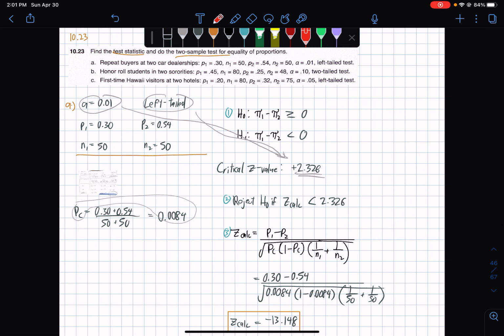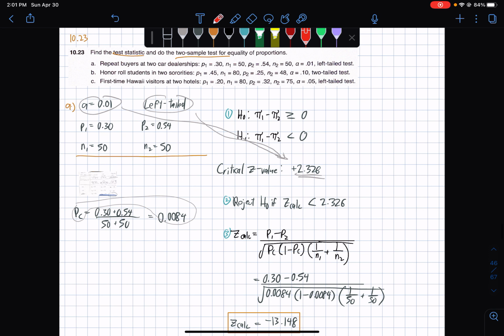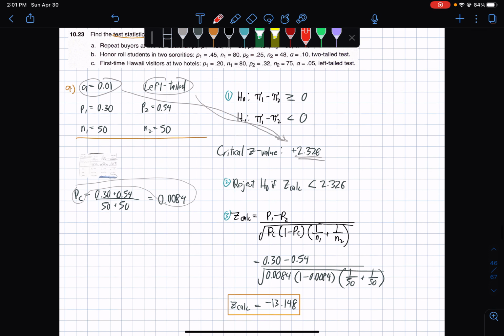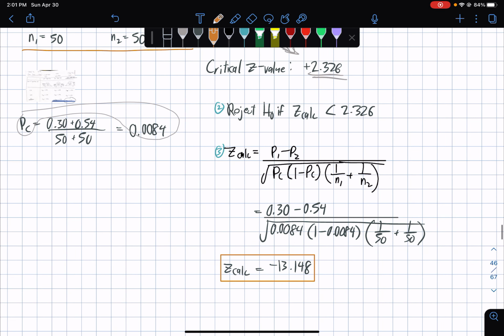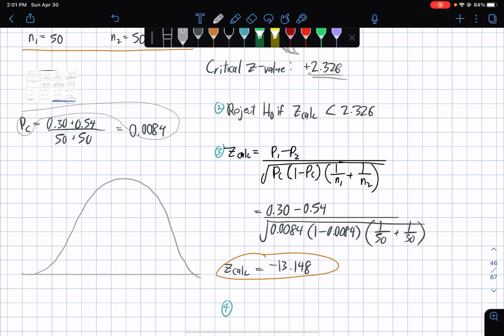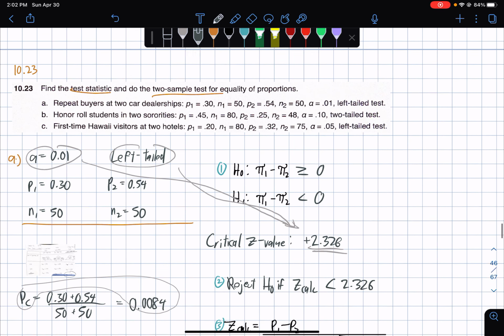Okay, let's just check if the answer has the same answer as mine. 10.23. Oh wait, before that we haven't done the fourth step. That is the resolution. Let's try to visualize it on this kind of graph. And then 2.326 is here, the critical z value, and our z-calc is somewhere here, negative 13.148. And this is the right, no, so never mind.